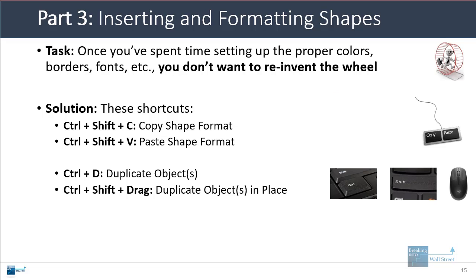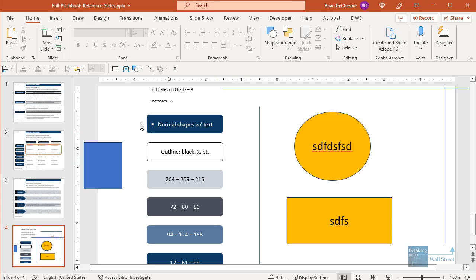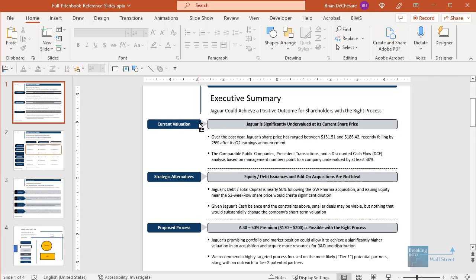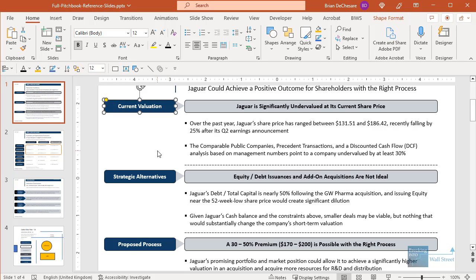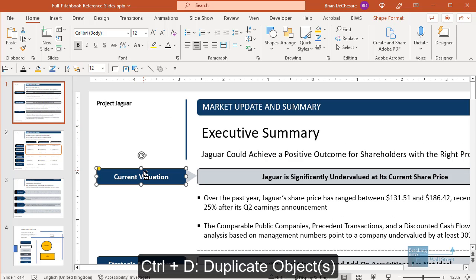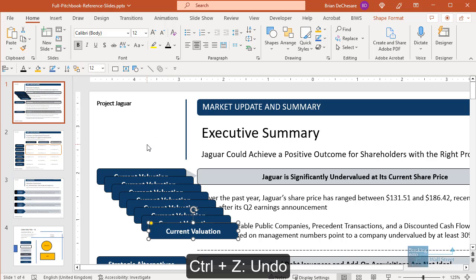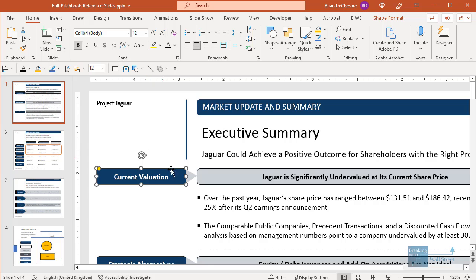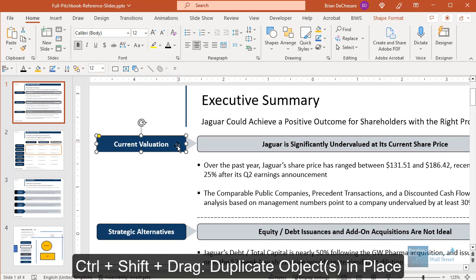Control+D will duplicate an object, and then Control, Shift, and Drag will duplicate the object in place and let you move it around more easily. So if I go up to the first slide here, and let's say I click this current valuation box over here, and I press Control-D, now I've duplicated it, I can press Control-D again, and I keep duplicating it. I'll press Control-Z a bunch of times to undo that.